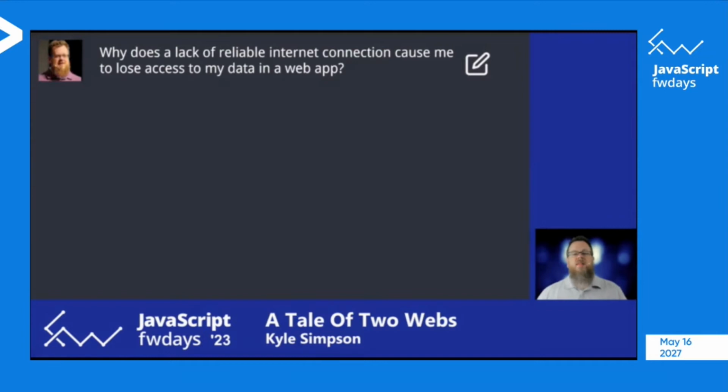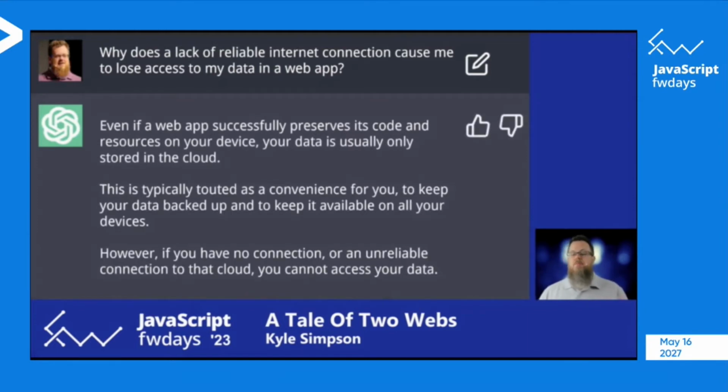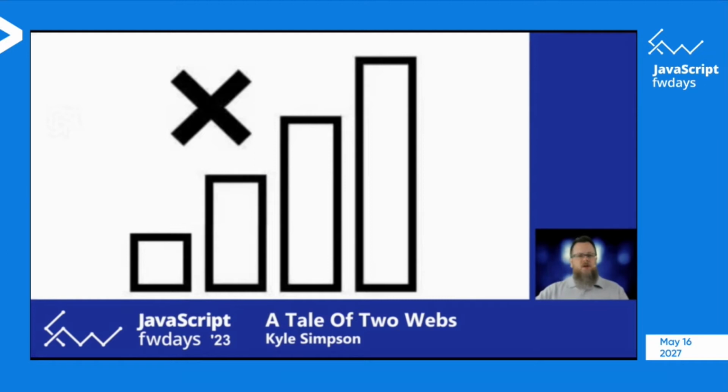So, why does a lack of reliable internet connection cause me to lose access to my data in a web app? Well, even if a web app successfully preserves its code and resources on your device, your data is usually only stored in the cloud. This is typically touted as a convenience for you to keep your data backed up and to keep it available on all your devices synchronized. However, if you have no connection or an unreliable connection to the cloud, you cannot access your data. How many of you have seen this icon? I see it all the time, especially when traveling. You see, when you are not connected, you are effectively dataless.